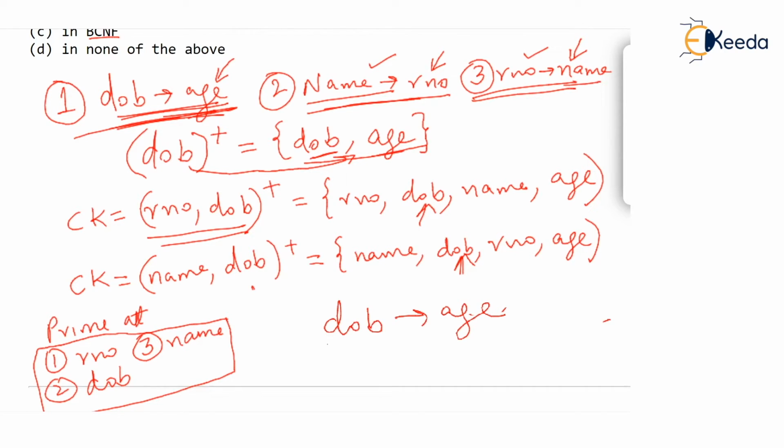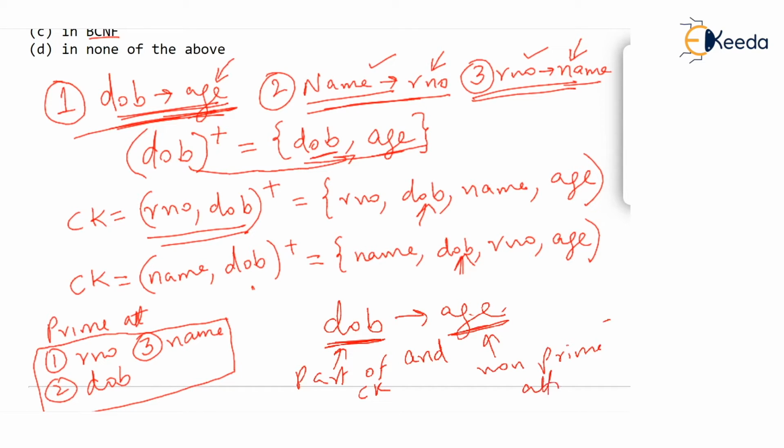Just check, left hand side is the part of candidate key, isn't it? Part of candidate key. Because candidate key is either roll number comma date of birth or name comma date of birth. So left hand side is a part of candidate key. But wait, that is not enough. One more condition should be true. Right hand side should be a non-prime attribute. Only then it is partial dependency.